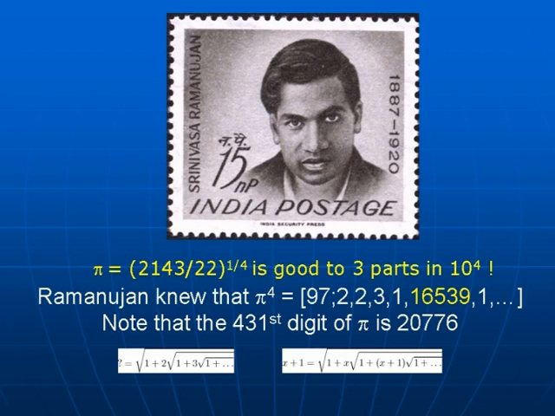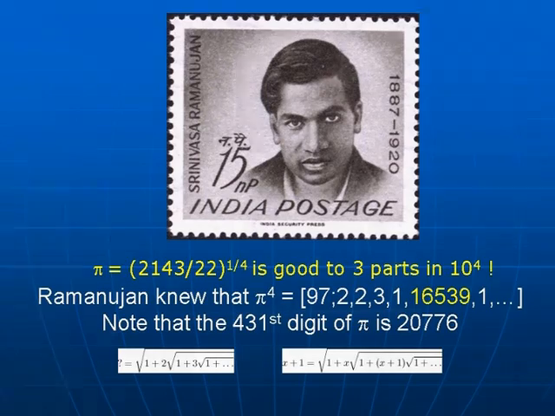Well, I bet that he knew by heart that the continued fraction expansion of pi to the fourth looks like 97, then 2231, and then there is a fantastically large number appearing, 16,539. So he knows if he chops this off here, he gets a rational approximation for pi to the fourth, which is actually 2143 over 22. So that when he takes the quarter power, he gets this extraordinary good approximation to pi. If you're very patient, the 431st digit of the expansion of pi is bigger than 20,000.